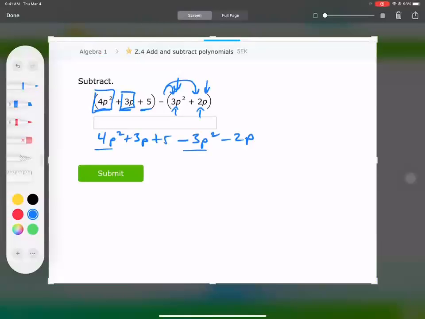4 minus 3 is 1p squared. 3 minus 2 is 1, right? 3 minus 2 is 1. And we're left with a constant of 5. Okay, that's it.